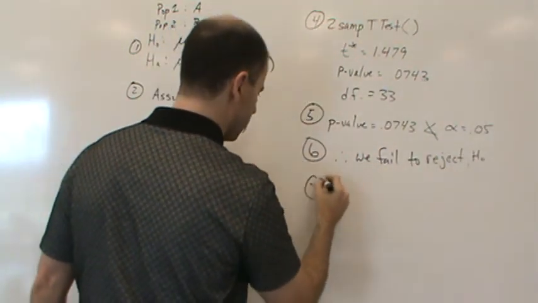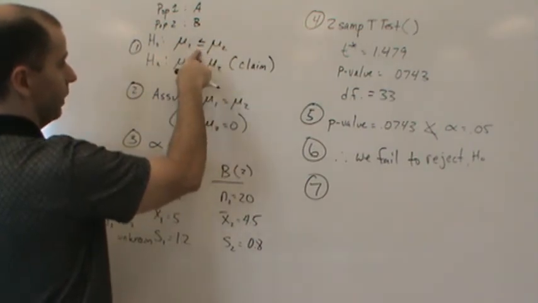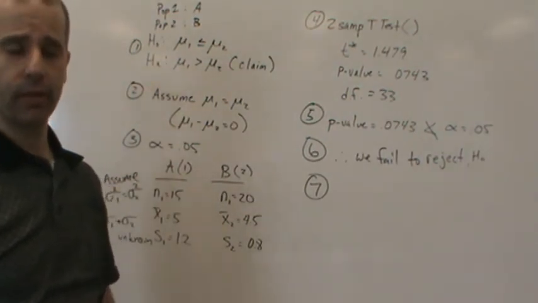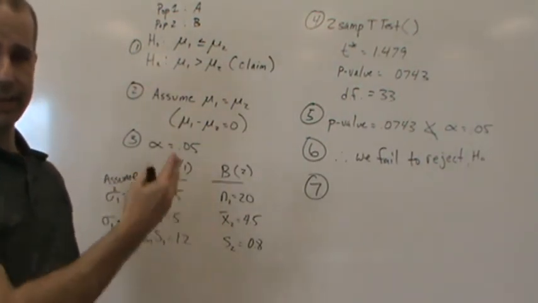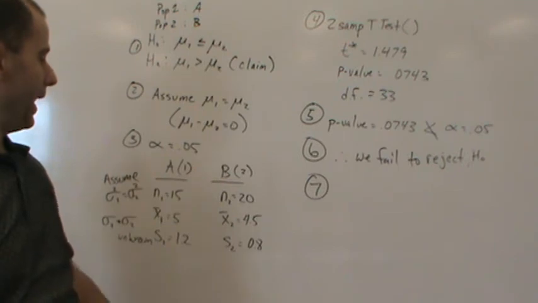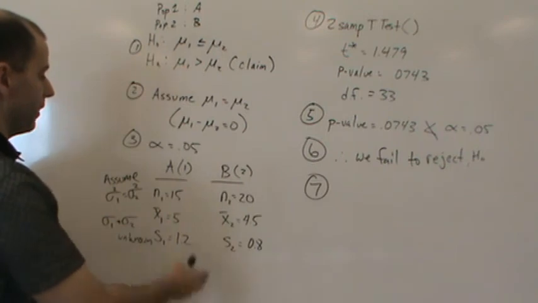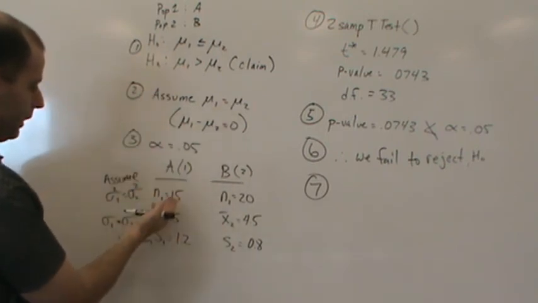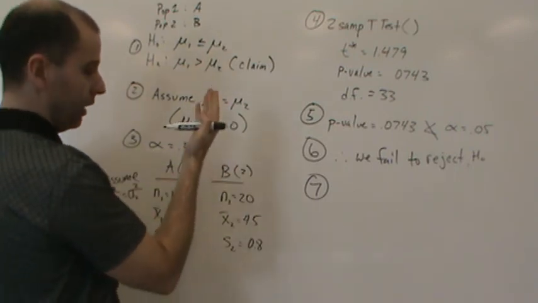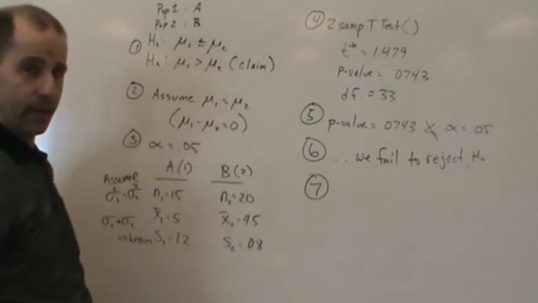And so now the conclusion is, well, we would go back to the claim. So if we fail to reject the null, does that mean that there's enough evidence to support the alternative? No. And in this case, the alternative is the claim, so there's not enough evidence to support the claim. So at an alpha level of 0.05, there's not enough evidence to support the claim that the average number of years that an employee stays with company A is greater than the average number of years that an employee stays with company B, based on the sample data.